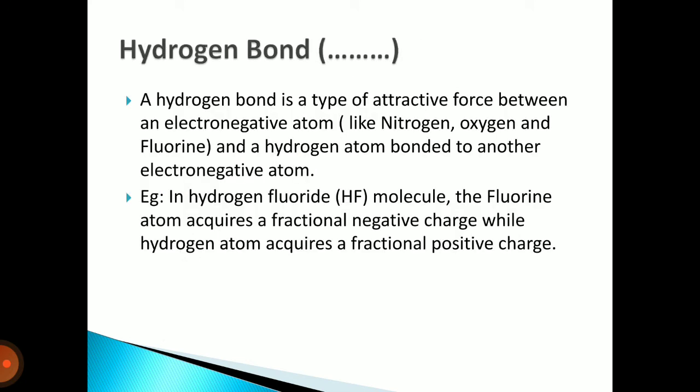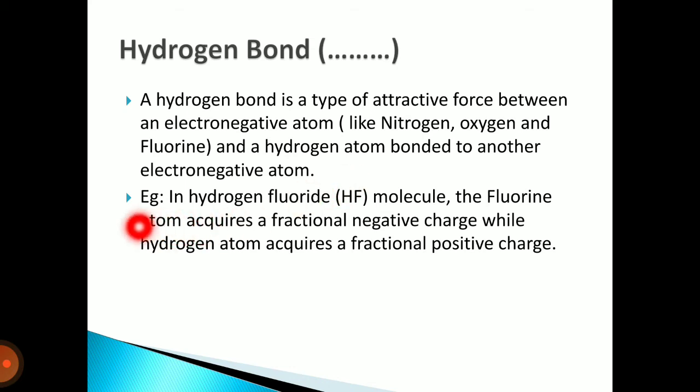The next type of bond that we are going to study is the hydrogen bond. As the name suggests, hydrogen bond formation involves a hydrogen atom as one of the combining atoms. Let us see first what a hydrogen bond is. A hydrogen bond is a type of attractive force between an electronegative atom like nitrogen, oxygen and fluorine and a hydrogen atom bonded to another electronegative atom.